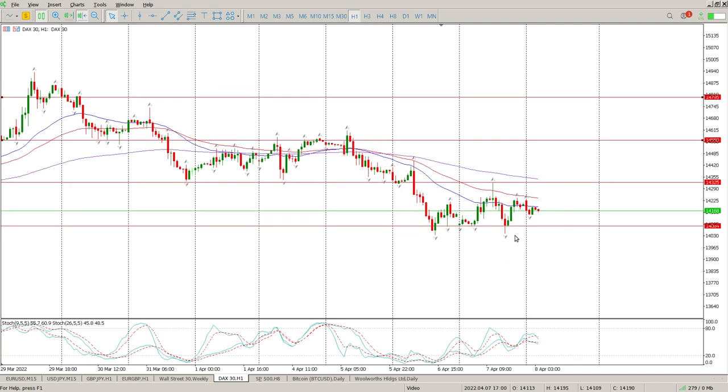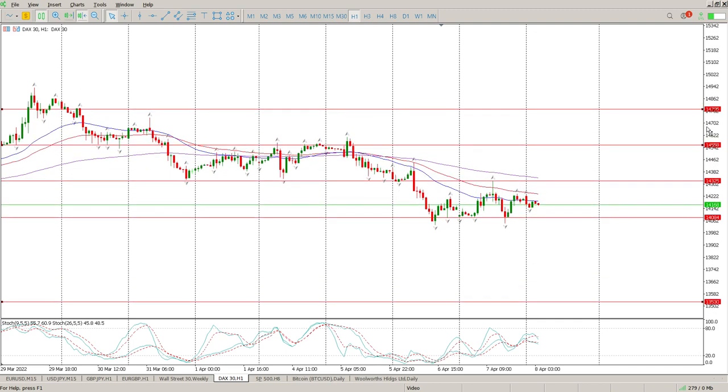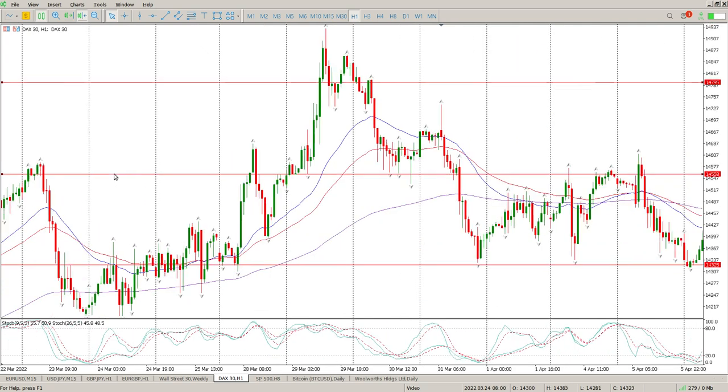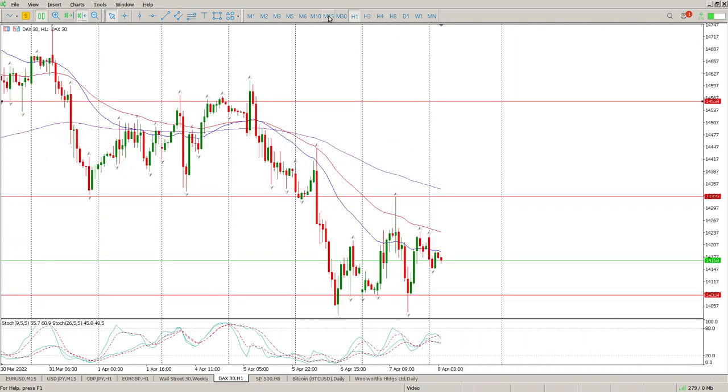The converse is true to the downside. If we break below 14,084, bearing in mind that that's a fairly strong level, then we're looking for a retest, and then we're looking for a move probably down to 13,530. And the same scenario, there's going to be a little bit of resistance along the way, but nothing really serious. So those are the two plays for the day.